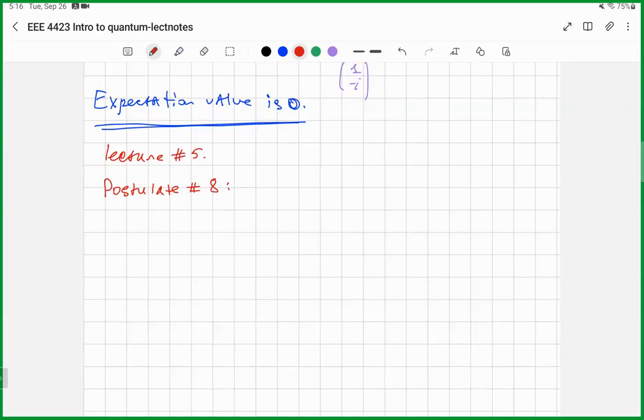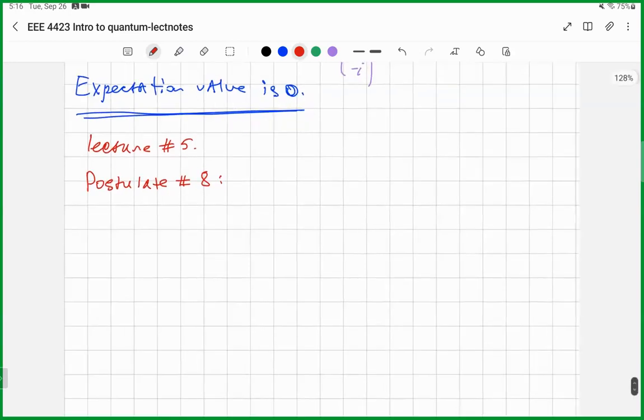Okay, so today is lecture number 5, and we continue the introduction to quantum. The postulate number 8 that we discuss today is the time evolution of a quantum system. Okay, quantum evolution of a quantum system.